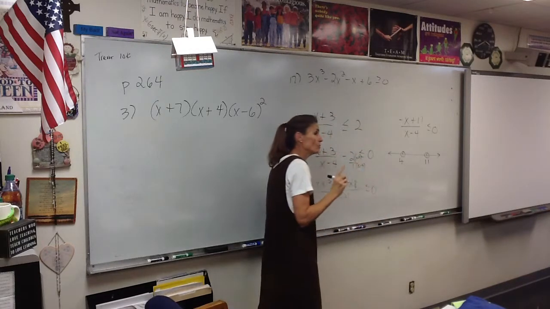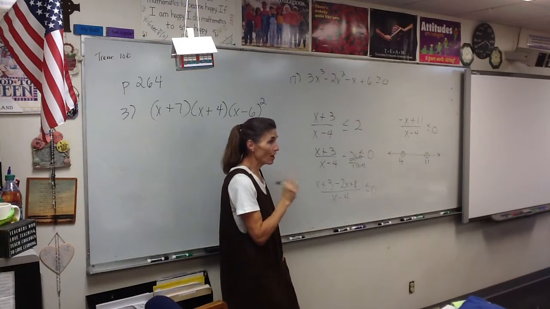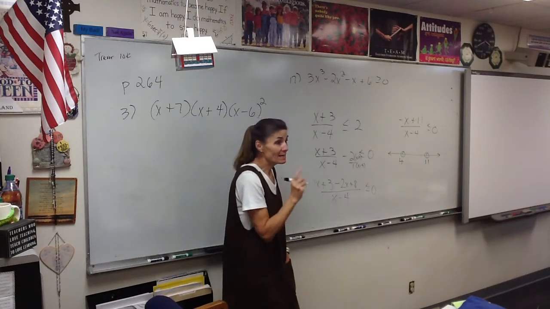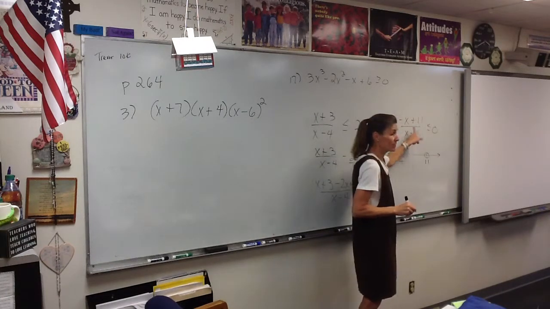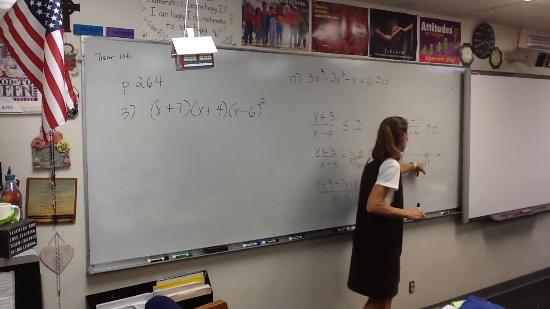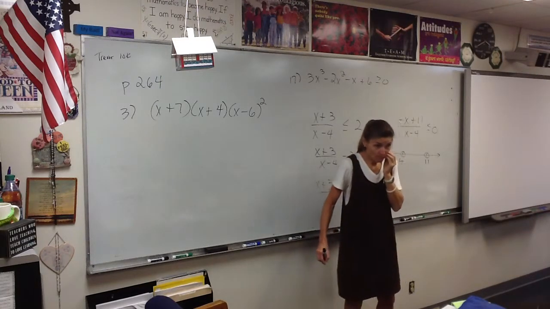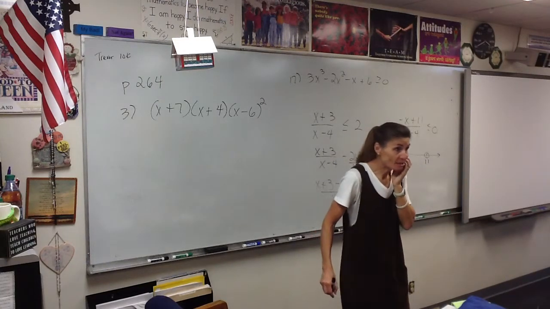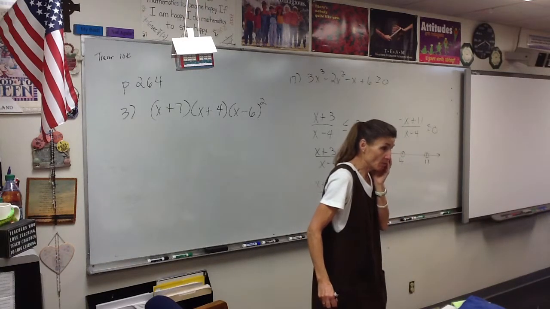Now, where are those numbers coming from? Let's make very sure you know why you put those numbers on the number line. Why did he put those numbers on the number line? What does 4 do to the denominator? Makes it 0. What does 11 do to the numerator? So where do the dots go? At whatever makes the denominator and the numerator 0. That's where the dots go.